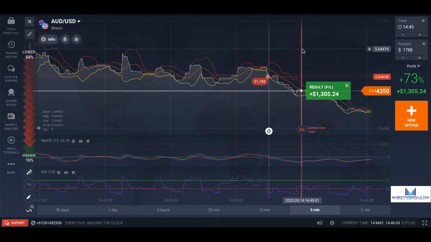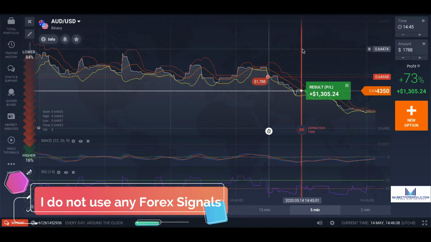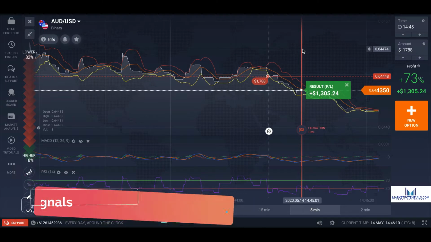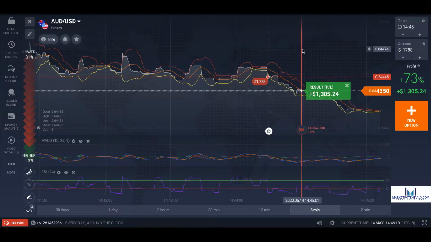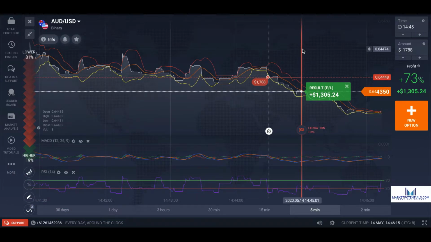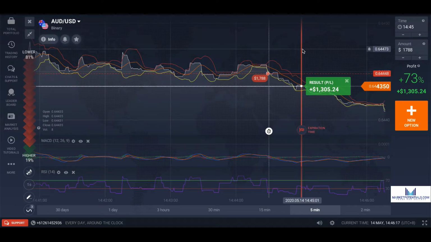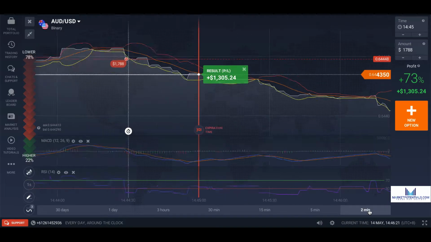I do not use any forex signals. I do not use any other aid in helping me to trade or make decisions in trading. I simply use the indicators that are available on the platform, and again, it's free. So let's investigate a little bit further.